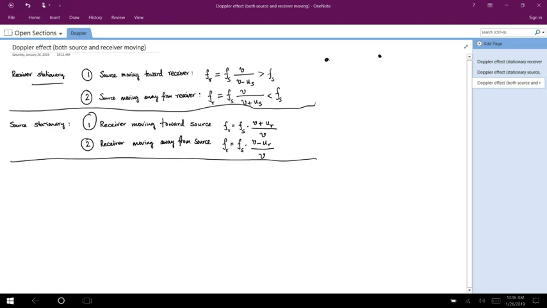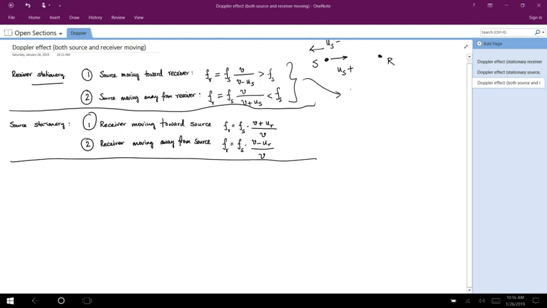Let's take the receiver stationary situation. So this is my receiver, let's call it R. This is my source S. So if the source is moving toward the receiver, in this situation, I will call my source speed positive. So Us is plus, which means that as soon as my source starts moving away from the receiver, then my Us, the U source, is now negative, right? Us is minus.